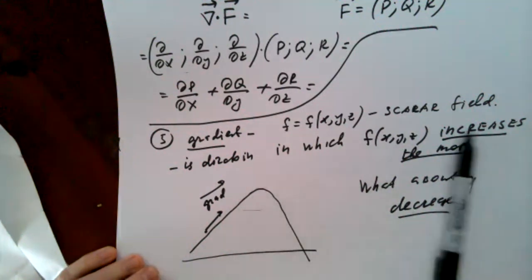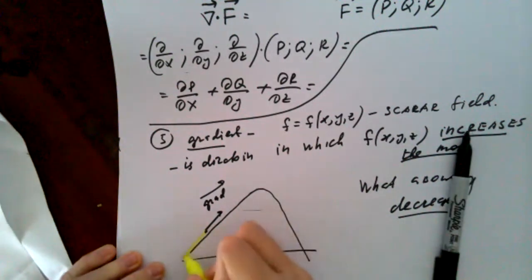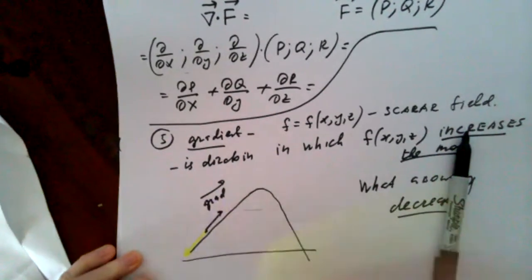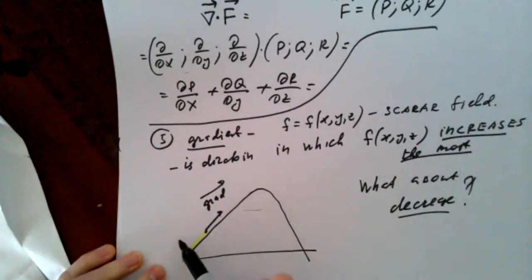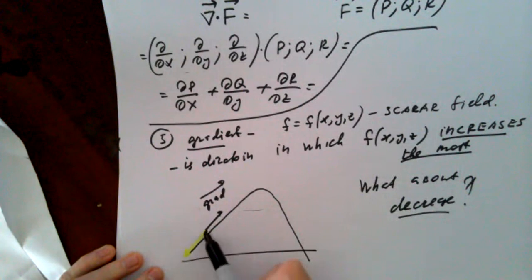Which direction do you need to move? The answer is pretty obvious. You need to move in the direction which is opposite to the gradient. There is even a term in mathematics, anti-gradient, but we are not going to use it.